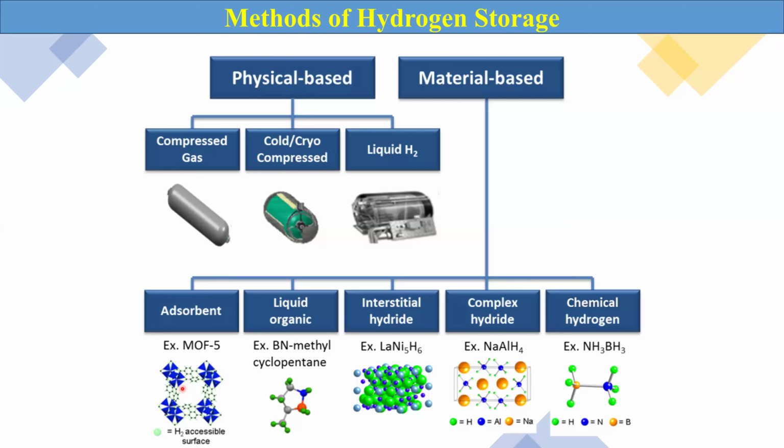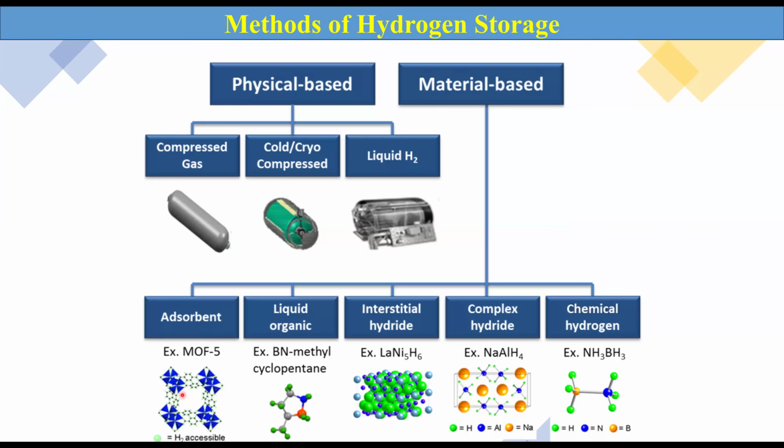And lastly, we have the chemical hydrogen over here. So these are some typical methods which are going to be used for hydrogen storage. If we're going to talk about the interstitial hydride, certain metals like palladium can absorb the hydrogen atom into their gaps, interstitial sites, as we're going to call them, on their crystal lattice.